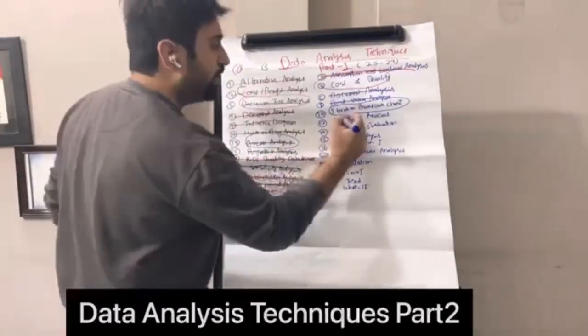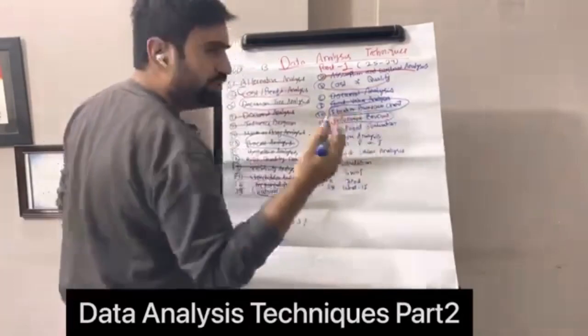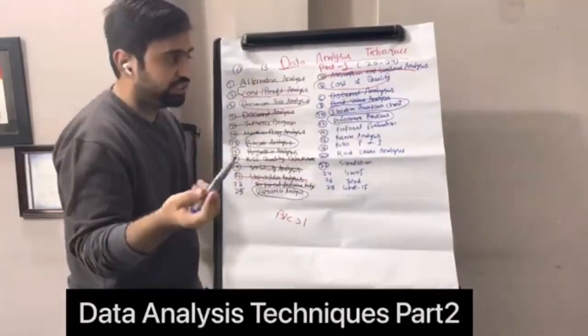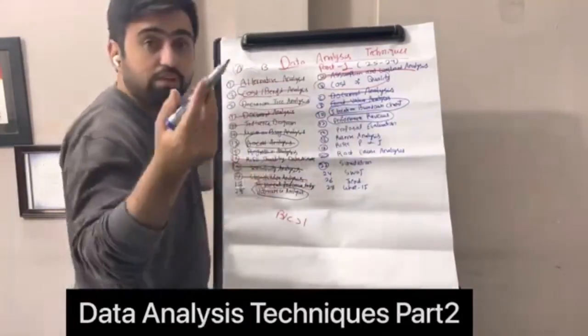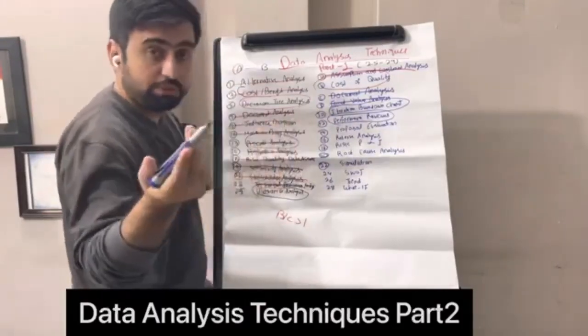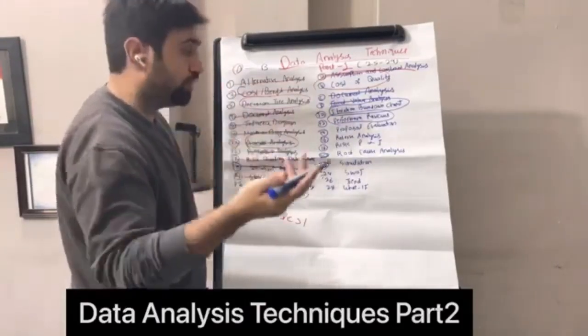Then we have performance reviews. We do that in control team, in manage team, where we review the performance of the team. In control procurement, we review the performance of the suppliers, and we review those reports.